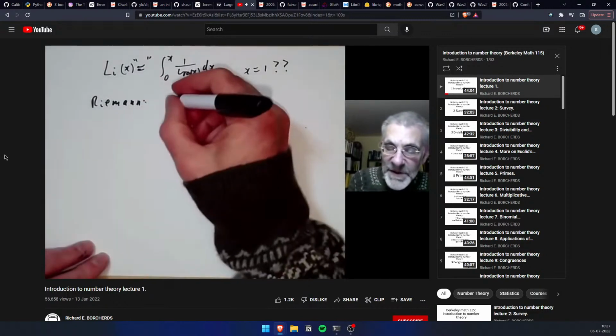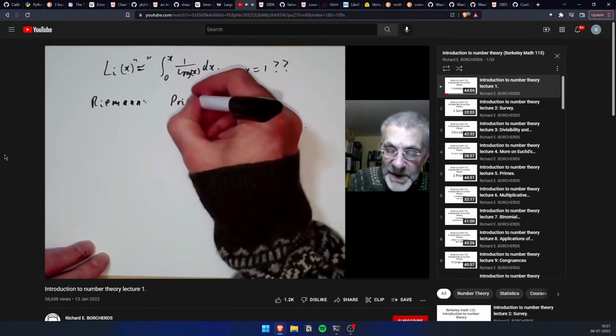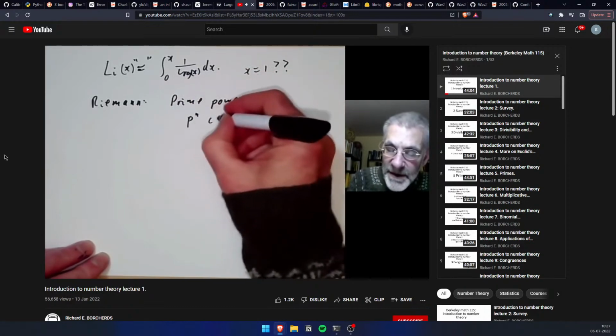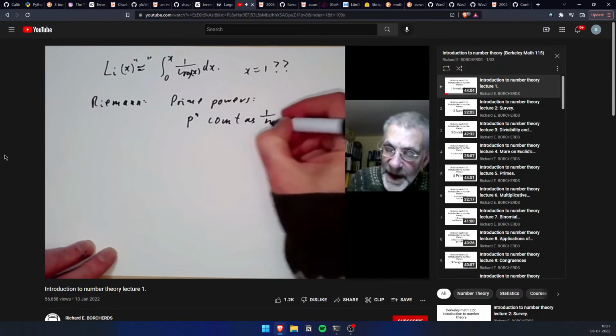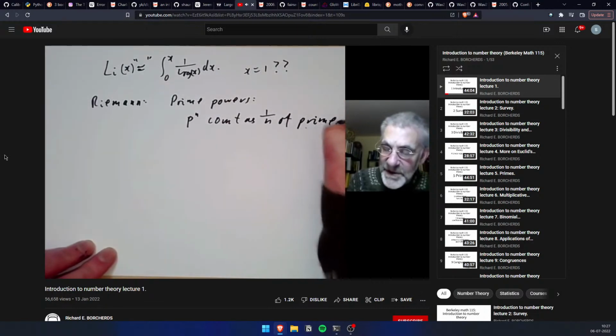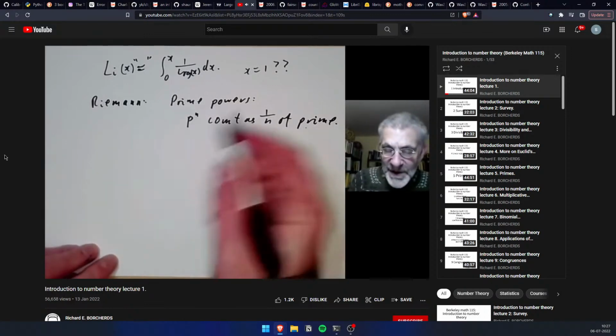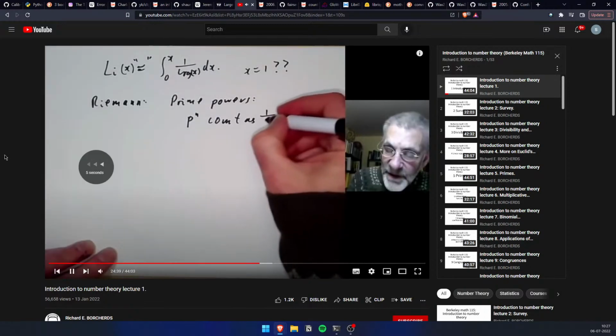Well, first of all, he wasn't counting primes, he was counting prime powers. So Riemann discovered that p to the n should count as 1 over n of a prime. So in some sense, 4 is really sort of 50% of a prime, and 8 is 1/3 of a prime.